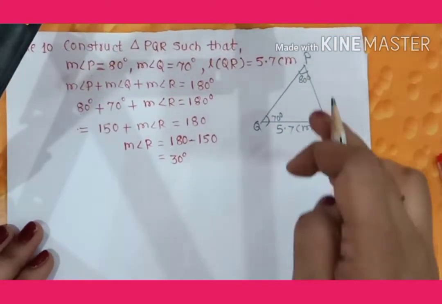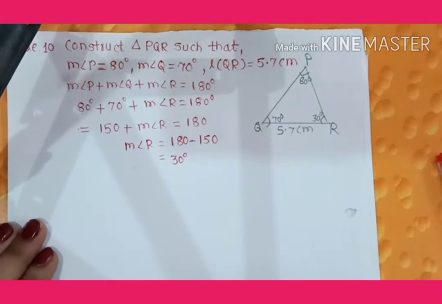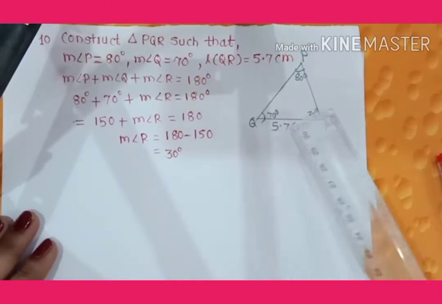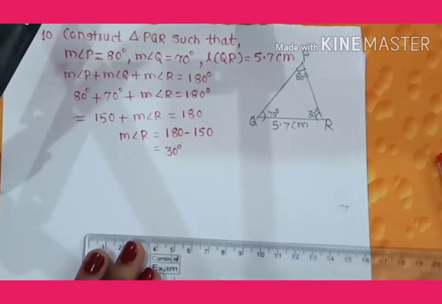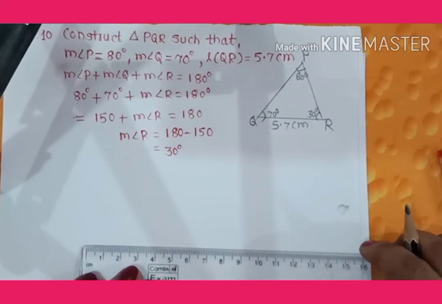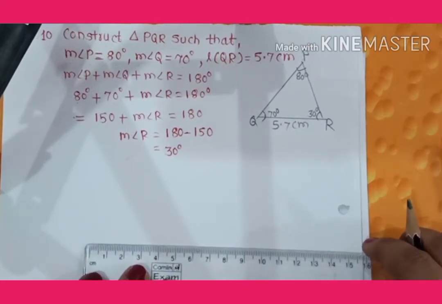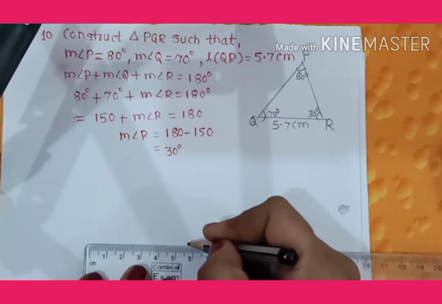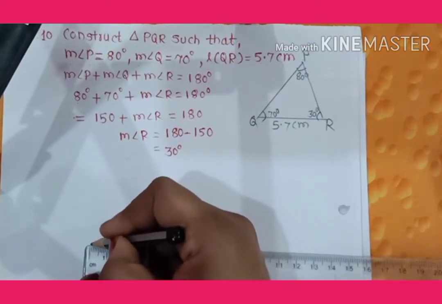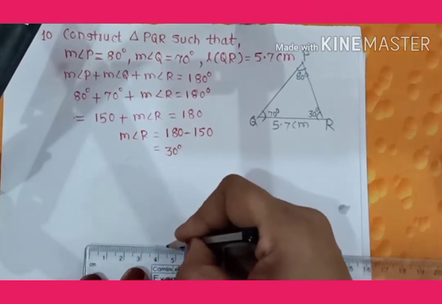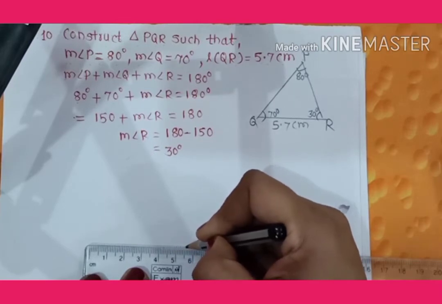Now according to this rough figure, first draw base segment QR which is equal to the 5.7 centimeter.